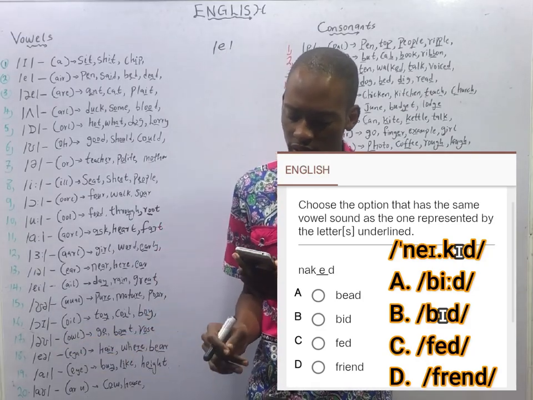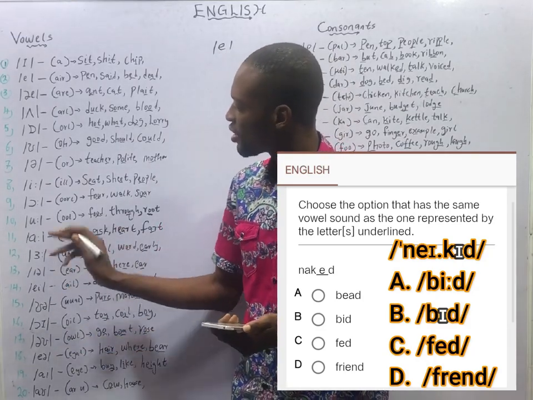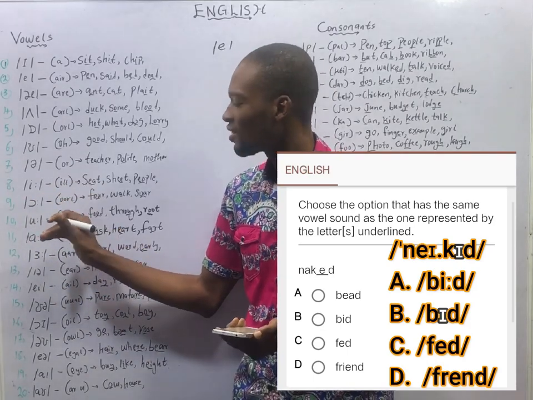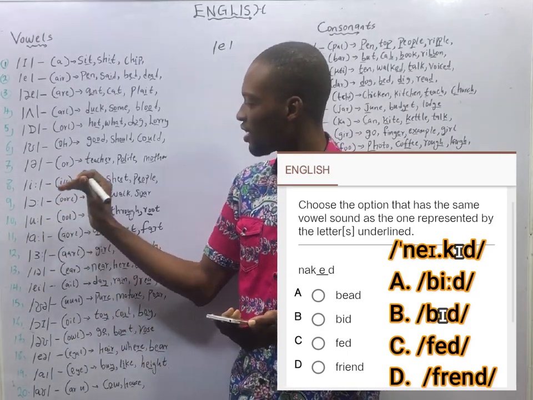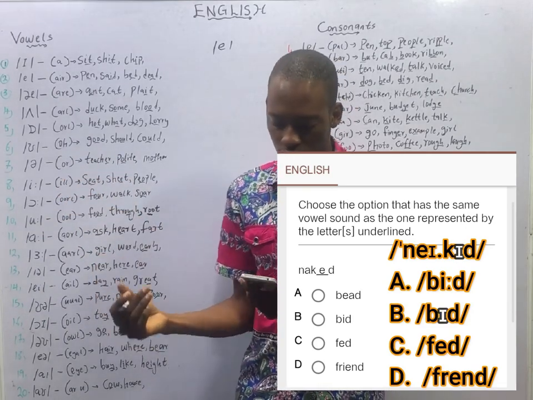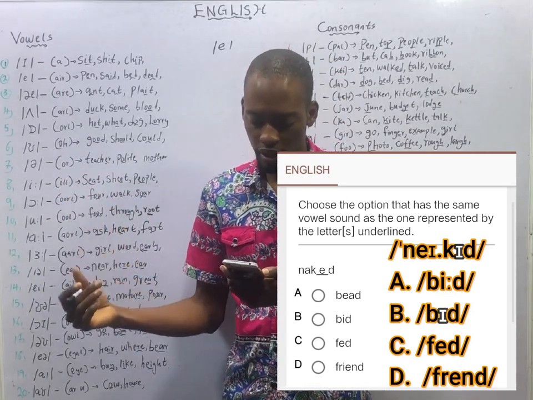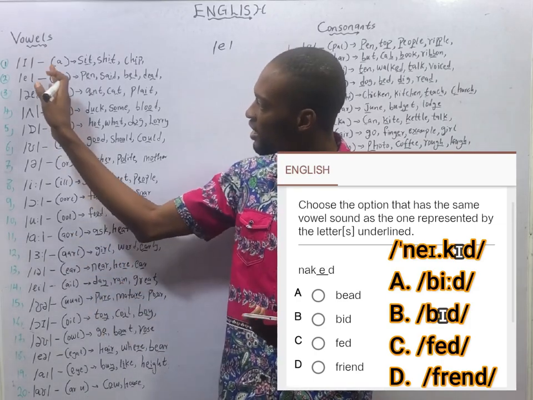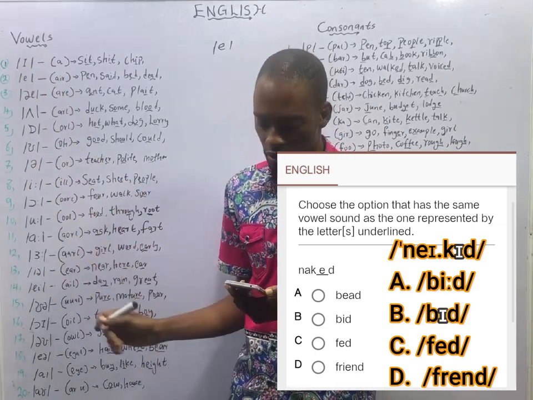Looking at option A, "bead". Bead has the E sound, as in sit, as in sheet, as in people. Bed, B-E-D, is actually "bed", not "bead". It has the A sound and not the E sound.